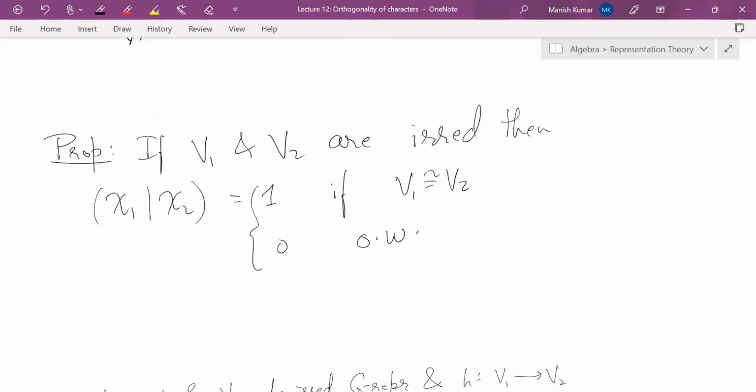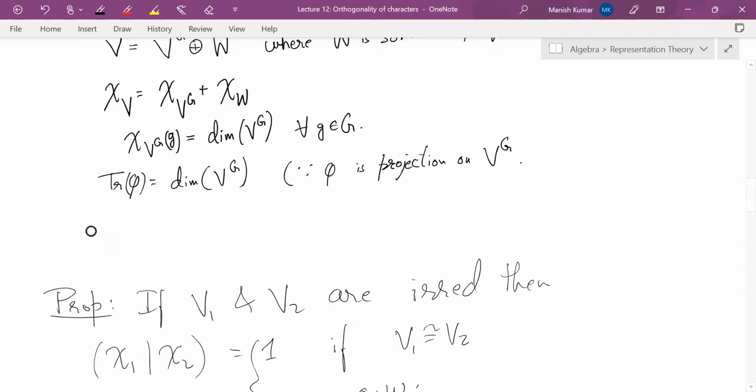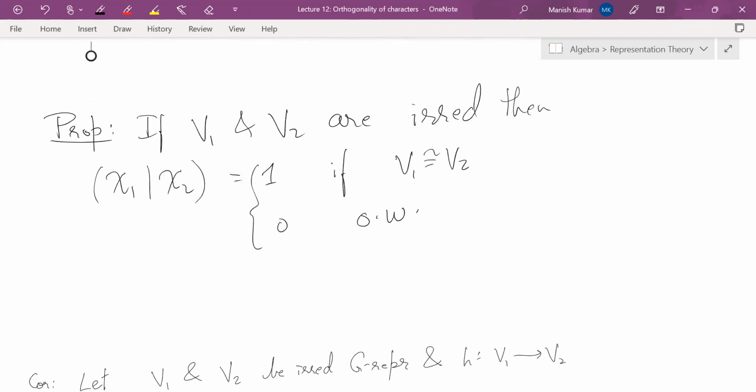So this is just some linear algebra. Now let me give you a proof of it. One will be using this conceptual thing, and then I'll get to the character-based proof. So proof of this. So note that Hom(V1, V2) is also a G representation.